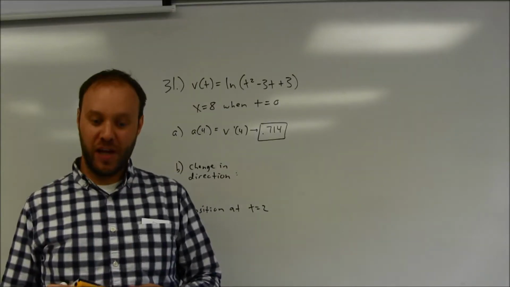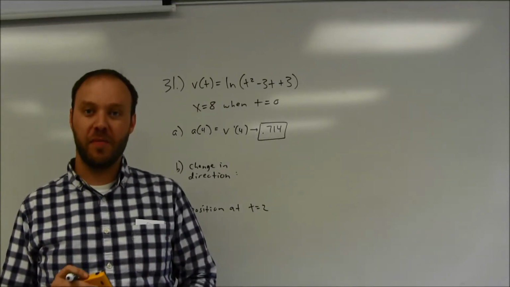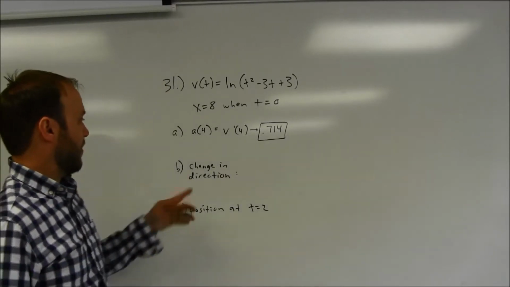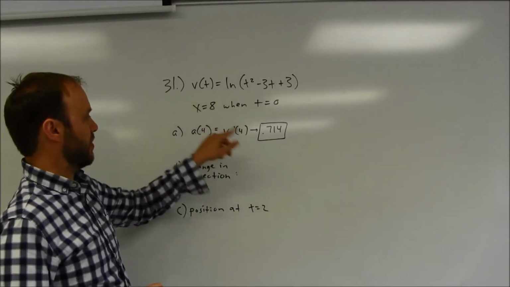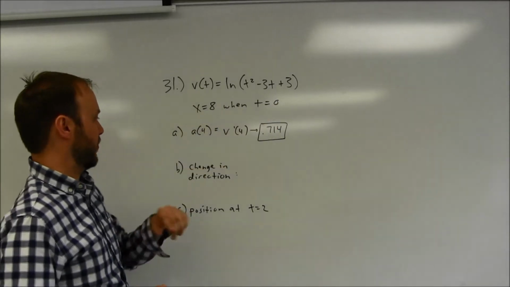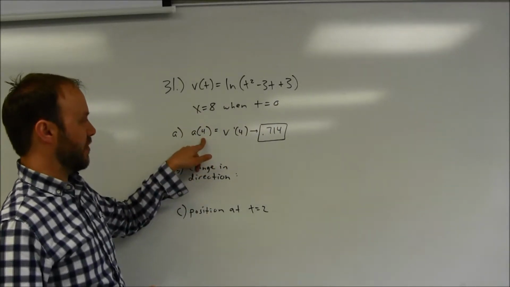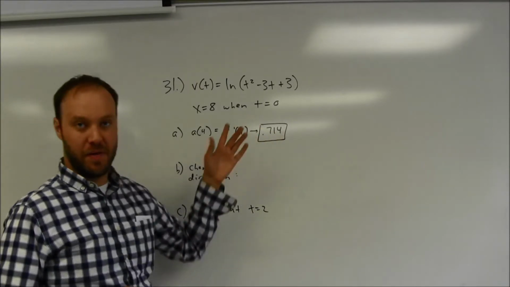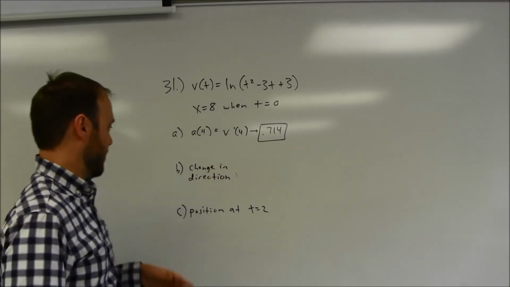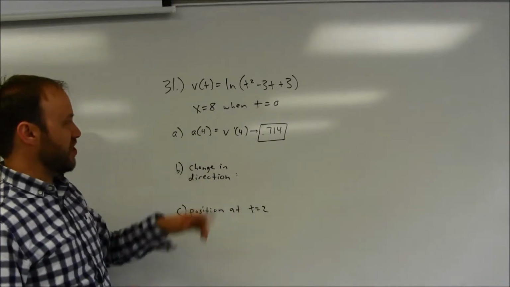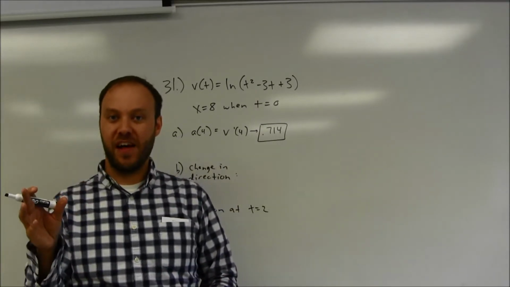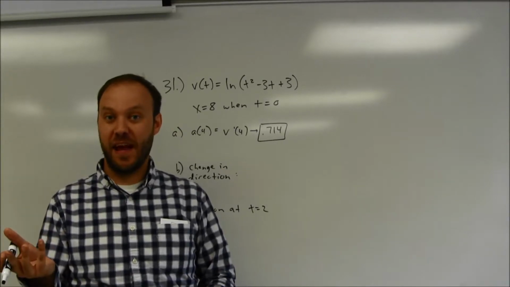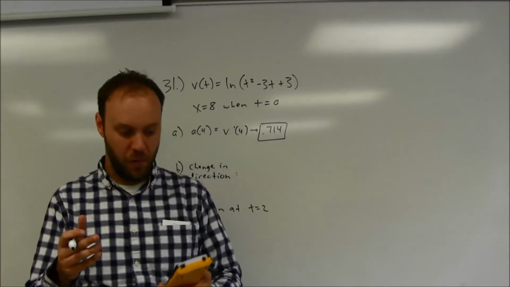The last problem I want to look at is problem number 31 from the quarter test review. The first part here, they give you a velocity function. They tell you the position when t is equal to 0. They ask you for the acceleration at 4, so I just took the derivative of the velocity function. I got about 0.714, not much going on there. The change in direction is going to happen when the velocity changes sign, and specifically that's going to happen potentially when the velocity is 0, okay?